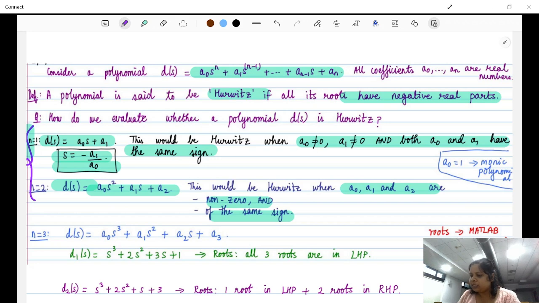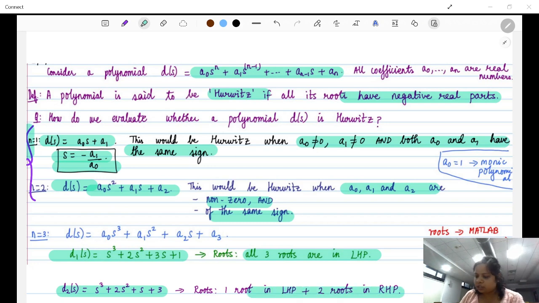An example that was discussed in the lecture was of this kind: let's say we have a third order cubic polynomial D1, and all the roots lie in the left half of the S plane. But we have another cubic polynomial, and one root is in LHP and two roots in RHP. You can check this yourself. Putting conditions such as a0, a1, a2, a3 all should be non-zero, and all of them should have the same sign, just gives us the sufficient condition, and it is not the necessary condition.